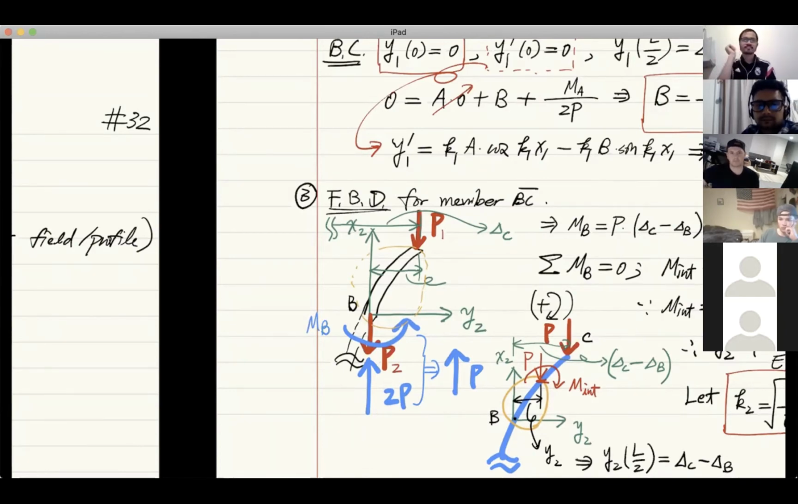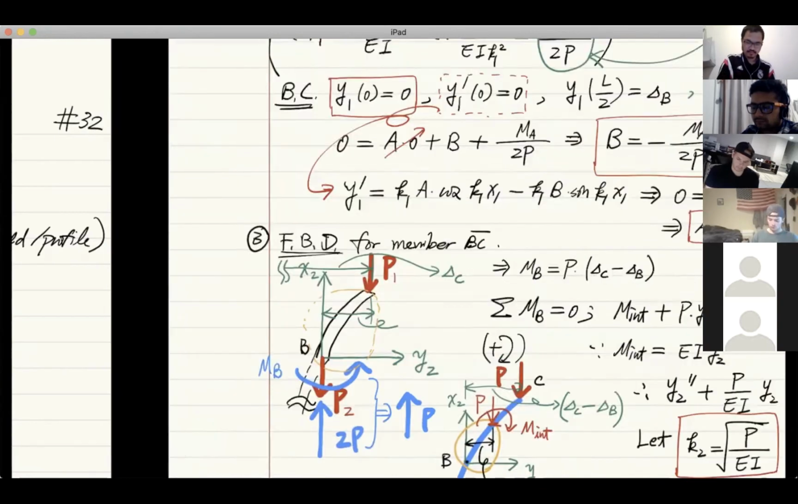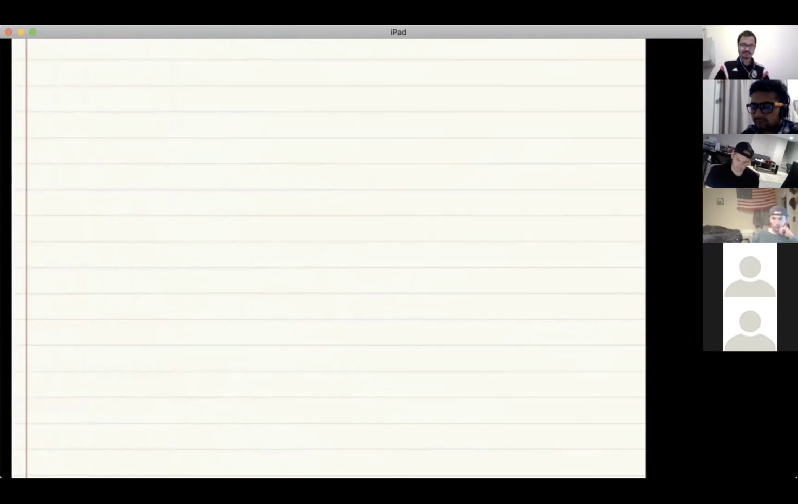But while we are looking at the member BC, there's no effect of P2 because P2 acts at the origin of X2 and Y2. And at the origin, what's the distance? 0, right? To consider the moment effect, you must have force and the distance. But P2 in this coordinate, X2 and Y2, has no distance, it's 0. Only P1 will produce moment, and P2 does not produce any moment. That's why we don't consider MA. Is that clear? Yes, thank you. Welcome.